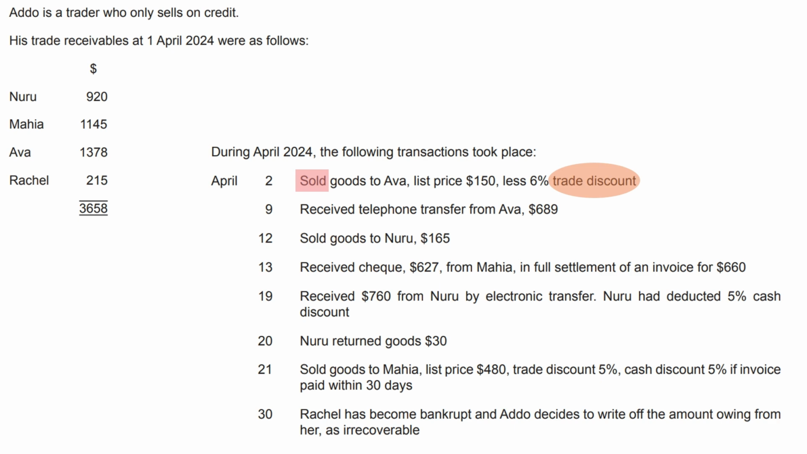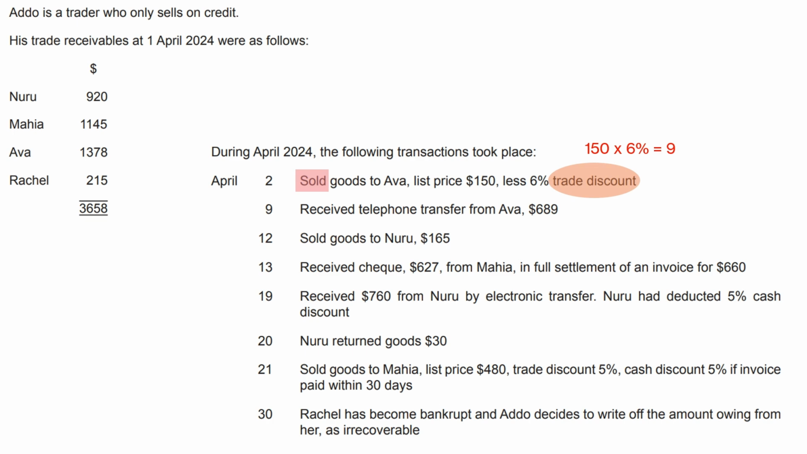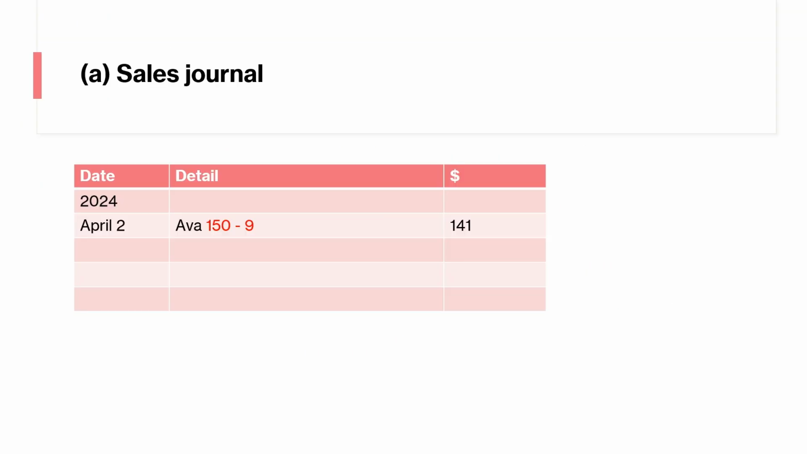So let's first calculate 6% of 150. It will be 9. So when we are recording this, we have to show the net amount. So the name of the customer is Ava. 150 minus 9 will be $141. So that's the first sale for the period. Then there is another sale on the 12th of April to Nuru of $165. This is pretty straightforward, so we have to record on the 12th of April, Nuru, $165.